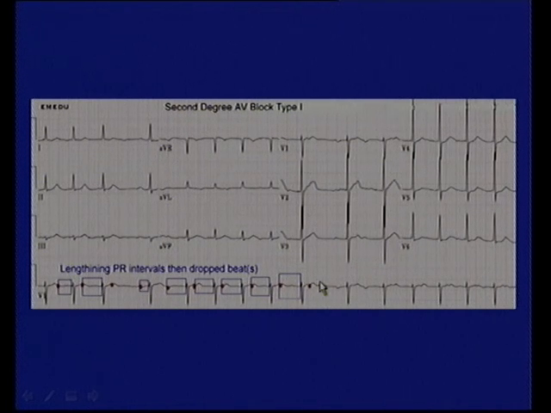So this is a Mobitz type 1, second degree block type 1. Okay, so this is a progressively increasing PR interval followed by a drop after a P wave. So this is a Mobitz type 1 AV block.